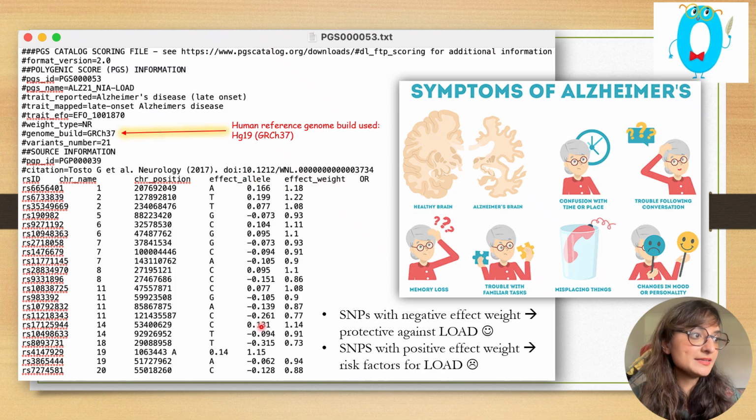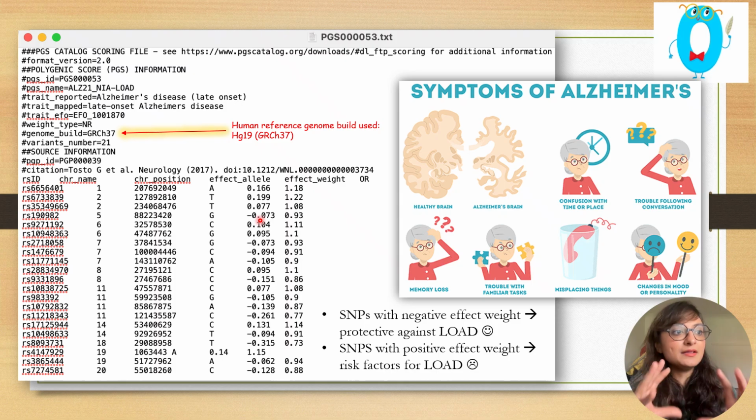Whenever the effect allele is positive, the odds ratio is greater than 1. When the effect allele is negative, the odds ratio is less than 1. As you see here, when it's negative, the odds ratio is less than 1, and when it's positive, it's greater than 1. So these SNPs that have a negative effect weight tend to be protective against late onset Alzheimer's disease, because when we multiply them and add them up to find the polygenic risk score, their contribution will be to lower the risk of late onset Alzheimer's disease.